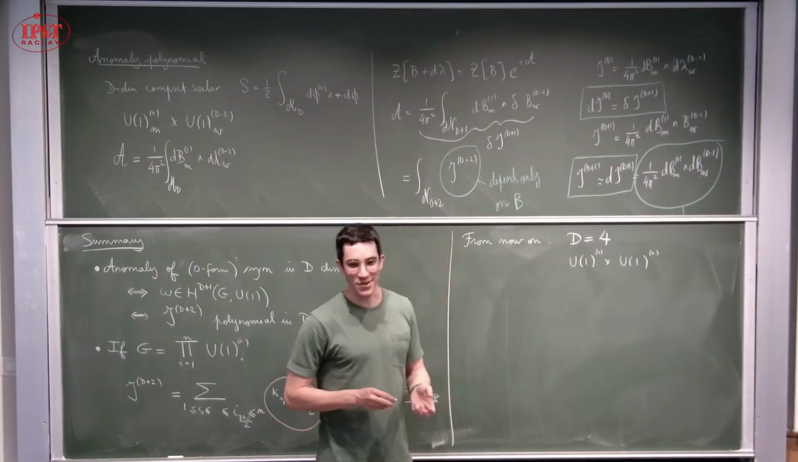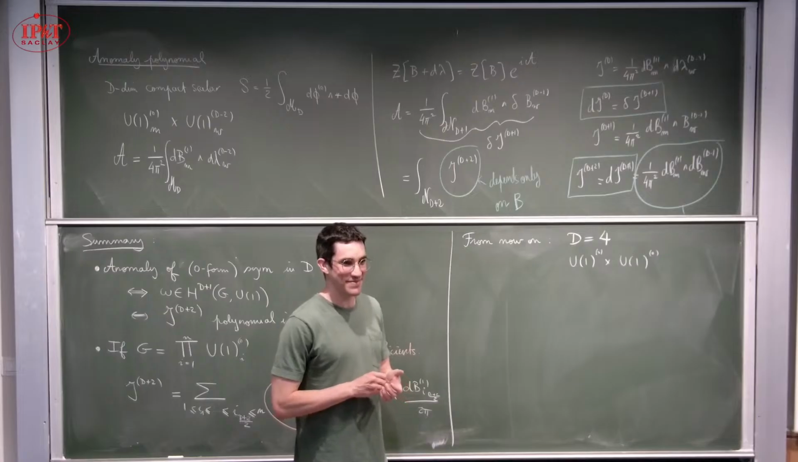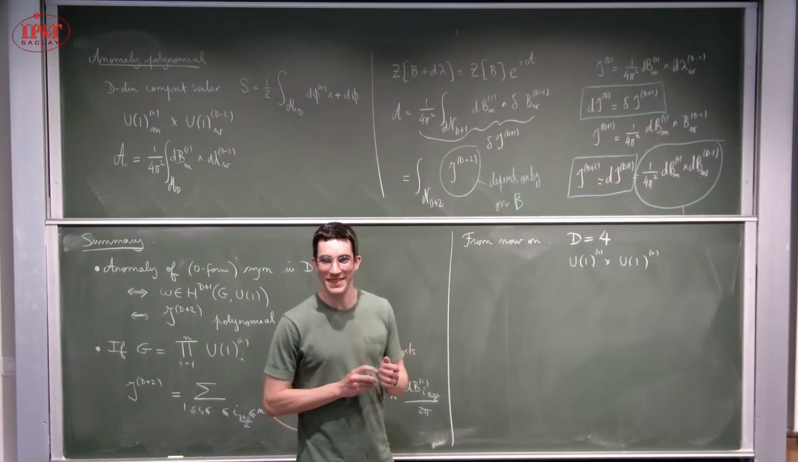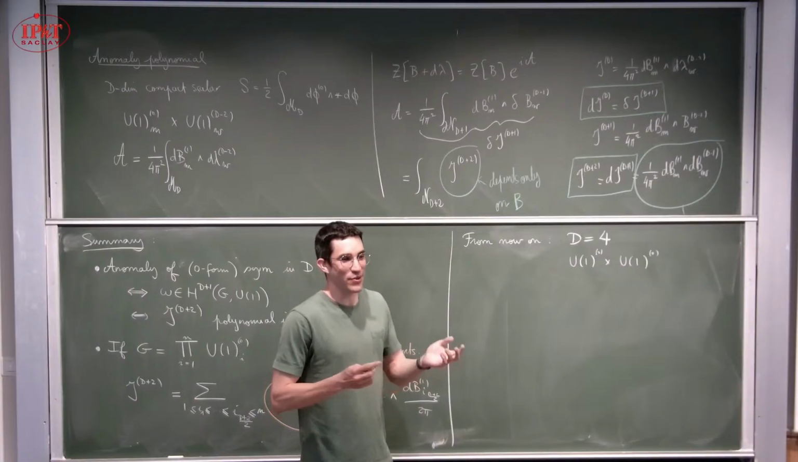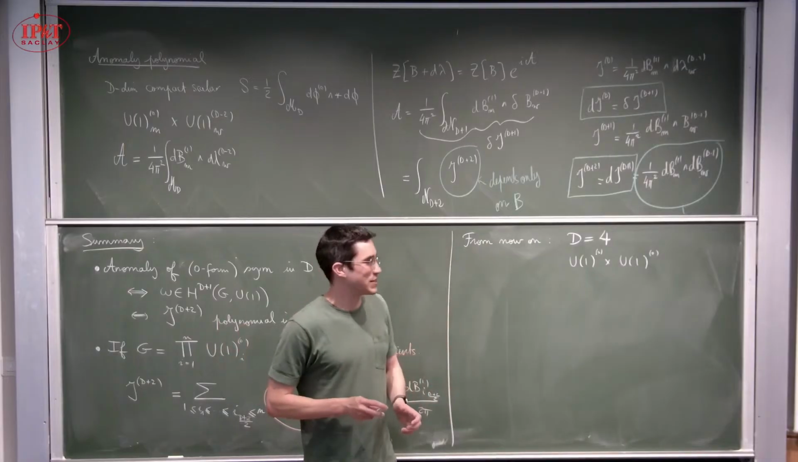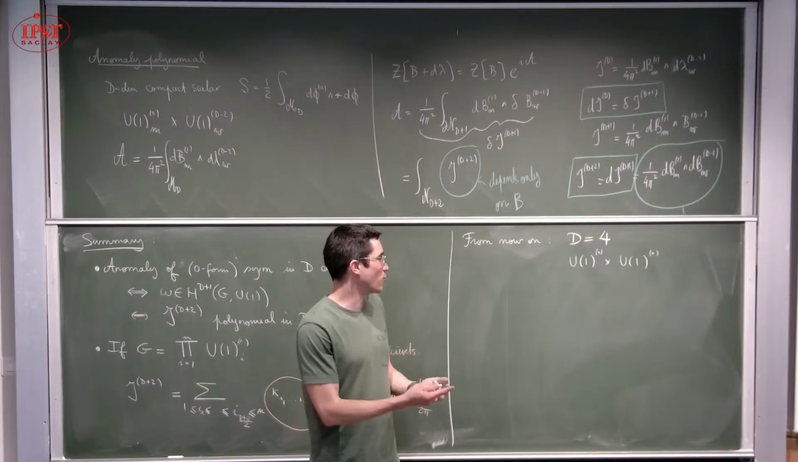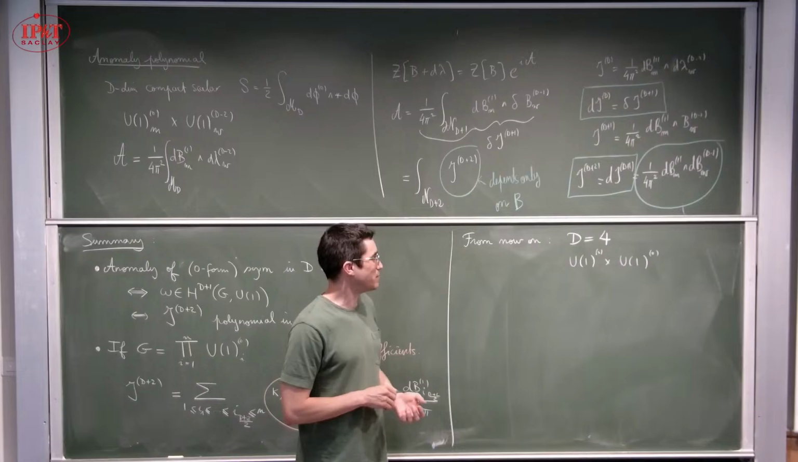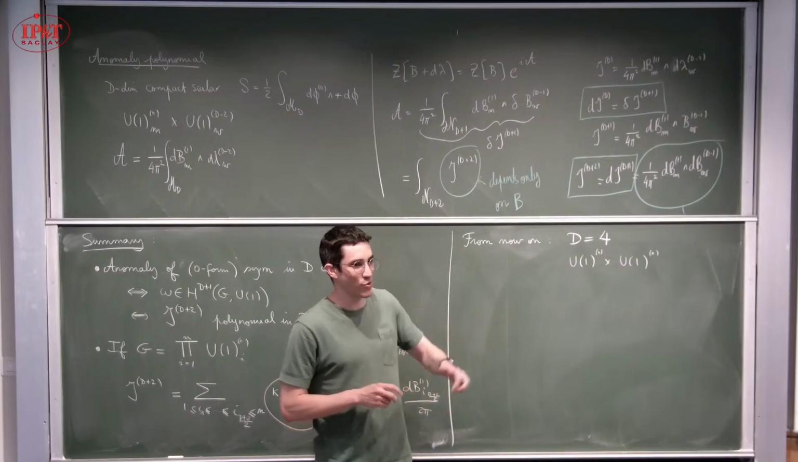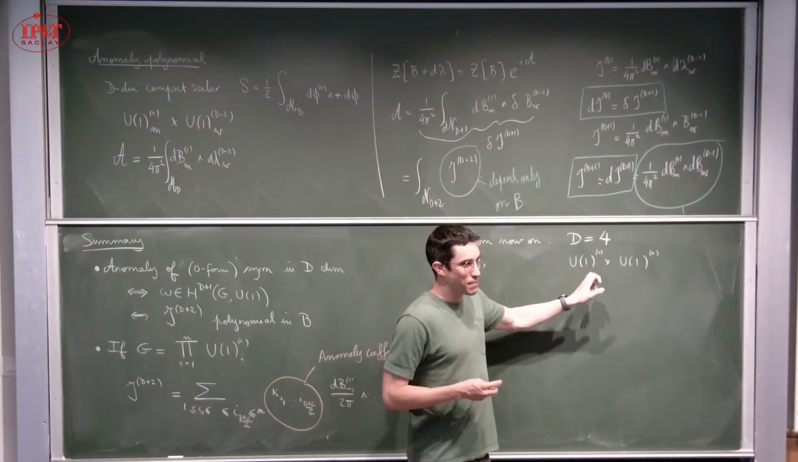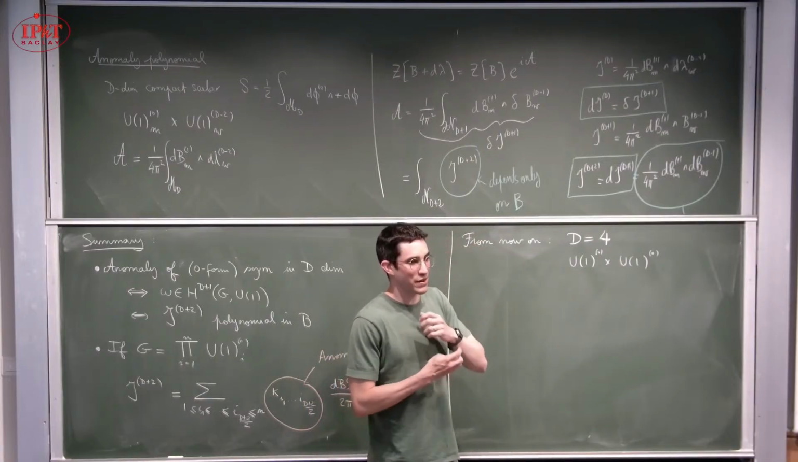Can you give me an example of a theory which has this? Yeah, so for instance, free fermions will typically have this. There is the U1 which rotates the phase, and there is the axial U1. So that's typically the thing.